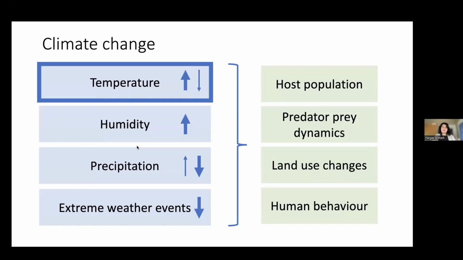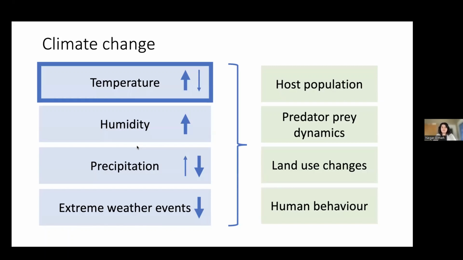Also, the other thing these climatic variables can do is they can lead to land use changes. So flooding, for example, can change land use patterns and change how we interact with some of these environments, as well as the combination of these variables can lead to changes in human behavior. So, for example, where you might recreate, when you might recreate, and when you might have picnics or spend time in the forest.